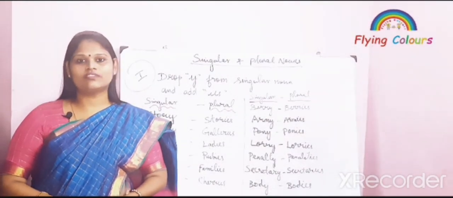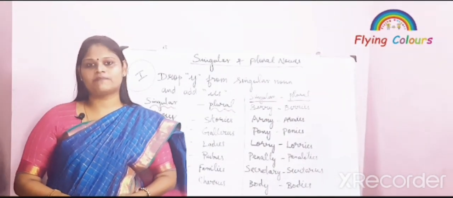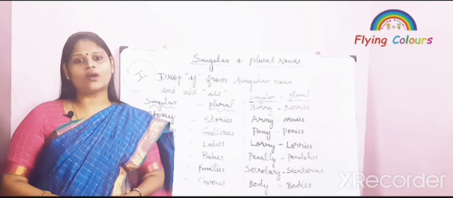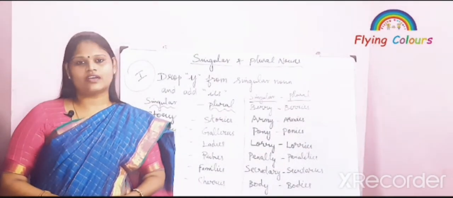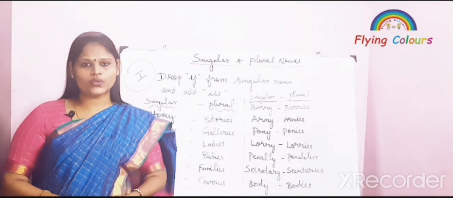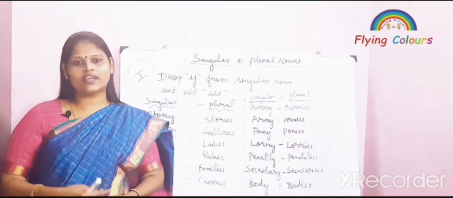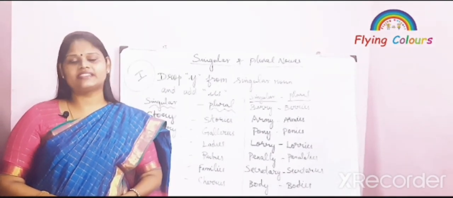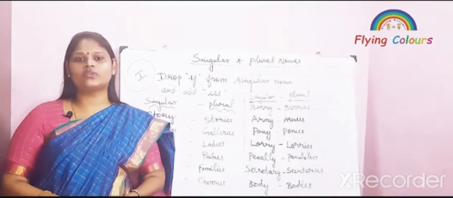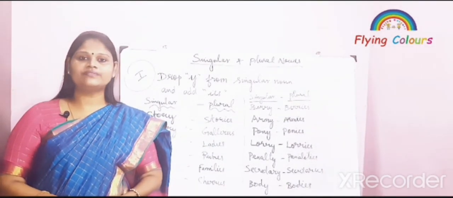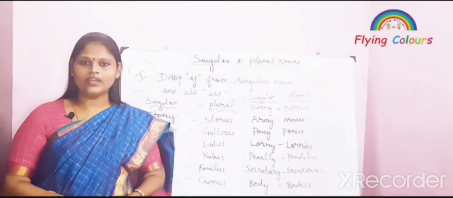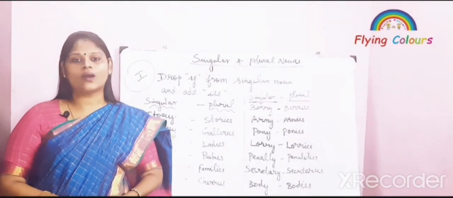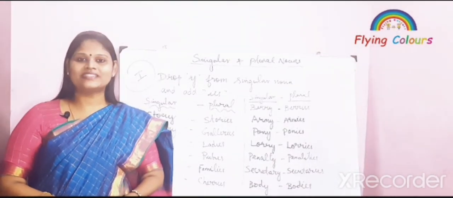So let us do the first concept. For example, in a singular noun, by dropping y and adding ies. For example, story. The story ends in y, and by dropping y you can add ies. This is one concept in singular and plural nouns. We are going to learn how to convert the singular noun into plural noun by all the concepts. We have several concepts for this. The first concept is drop y and add ies. Let us see the examples.